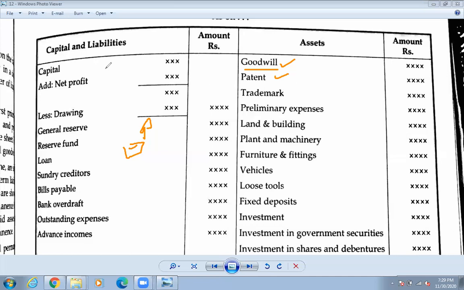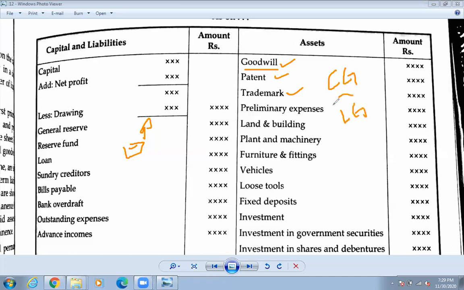Like Android, which is followed by many mobile phones. Different mobile phones are using the Android version, okay, Android being a separate software, and they need to pay to Android. So whichever software or version you use, you need to pay for it, so that is a patent. You need to pay for using that thing, for copying that thing. So that is called the patent.